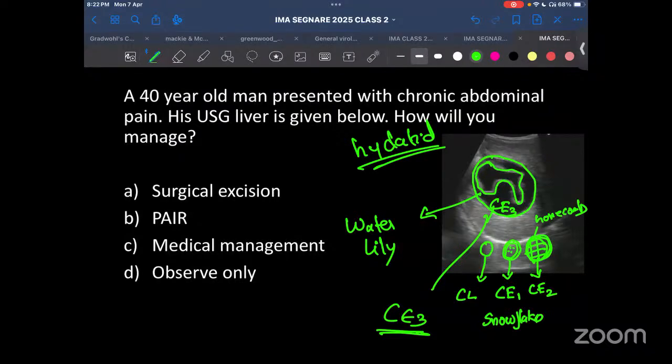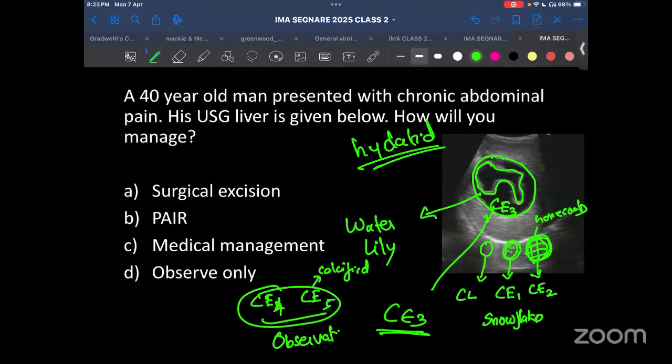Okay, now CE3 we discussed, now CE4 and CE5. CE3 is the water lily. CE4 and 5 are actually inactive, and CE5 is calcified. Inactive, calcified, and for CE4 and 5 the management is observation only.